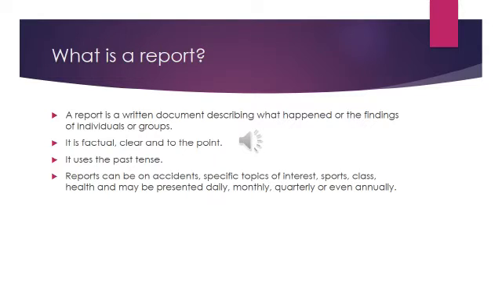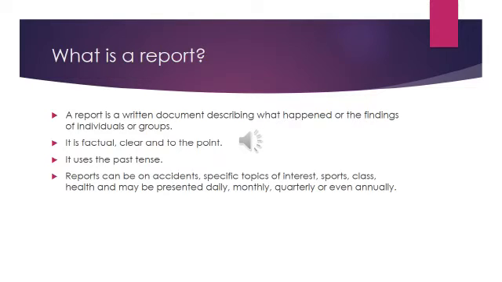When you look at the slide, we have said that a report is a written document describing what happened or the findings of individuals or groups. So that means that sometimes you might write a report as a committee. It is very possible. So you might write it as a group, which could be in form of a report from a committee, or it could be as an individual, maybe a class captain or a prefect or a minister. And this report is usually factual, and it is very clear. It doesn't give so much detail. It remains focused on the facts. And when we're writing a report, we usually use past tense because you're reporting, you're talking about something that has happened in the past.